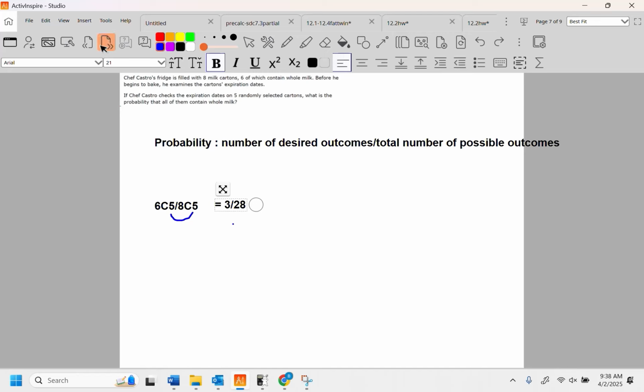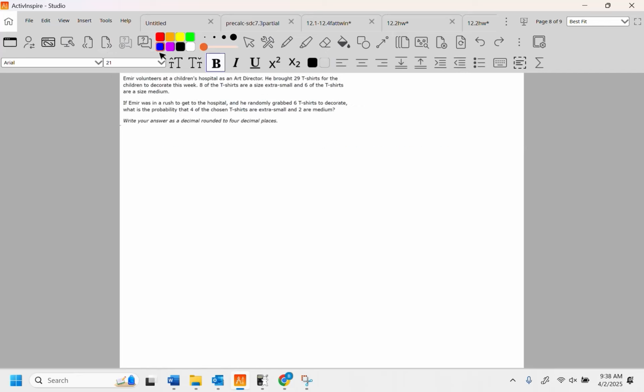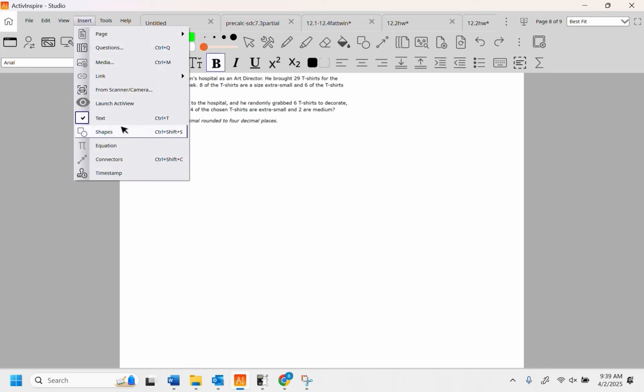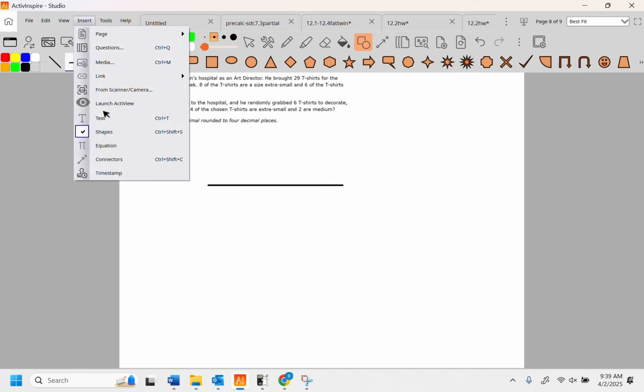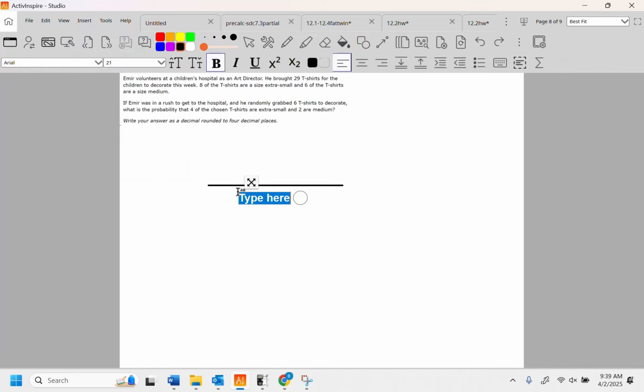Emir volunteers at Children's Hospital as an art director. He bought 29 shirts for the children to decorate this week. 8 of the shirts are a size extra small, and 6 of the t-shirts are a size medium. If Emir was in a rush to get to the hospital and he randomly grabs 6 shirts to decorate, what is the probability that 4 of the chosen are extra small and 2 are medium? So, again, start with the denominator on these things. He grabs 6 shirts out of 29. There's no specification of order, so the bottom is 29C6.